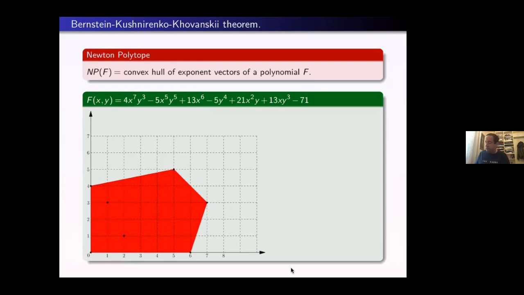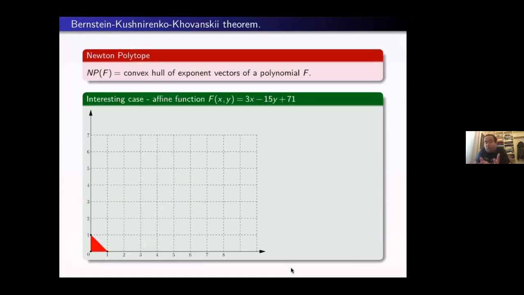Very, very nice thing. For example, let me also show you that if we take the simplest case, which turns out to be essential for me, an affine polynomial, I mean plane geometrically, then as a Newton polytope you get a simplex.